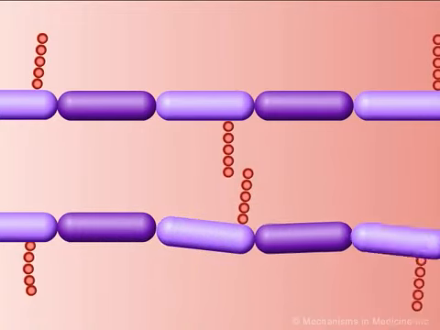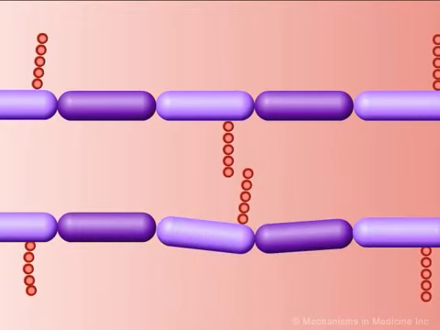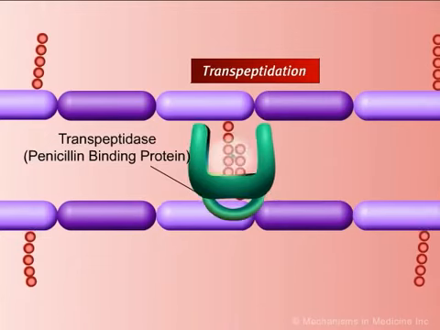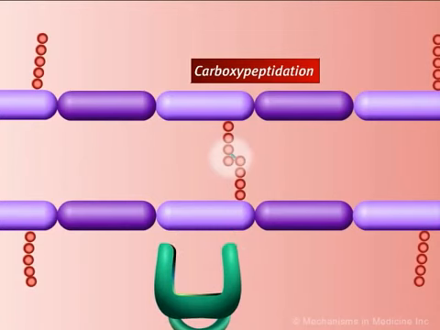Once in the periplasm, the peptidoglycan precursors bind to cell wall acceptors and undergo extensive cross-linking. 2 major enzymes are involved in cross-linking: Transpeptidase and D-alanine carboxypeptidase. These enzymes are also known as penicillin-binding proteins because of their ability to bind to penicillins and cephalosporins.